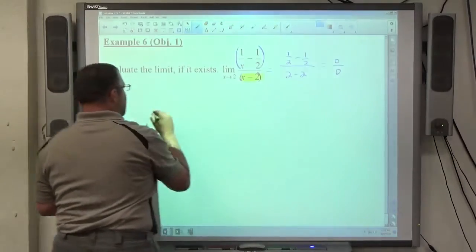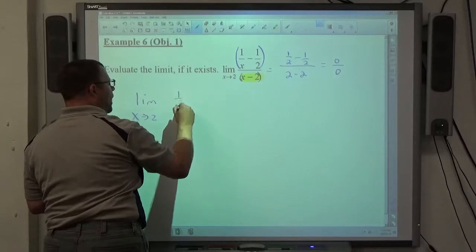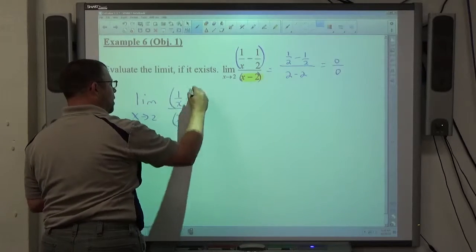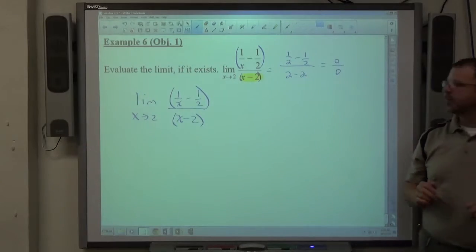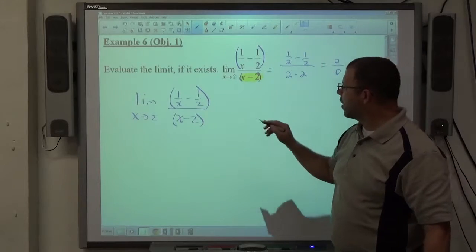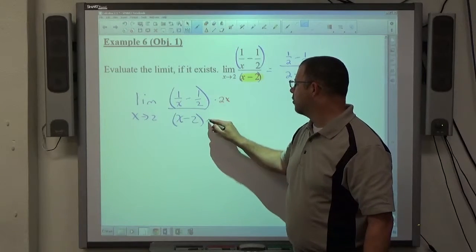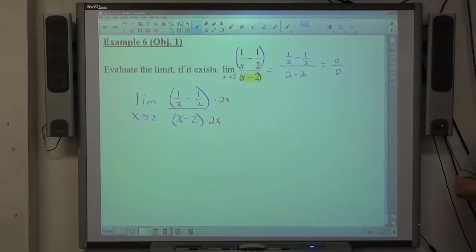So if I take my problem as is, limit as x approaches 2 of 1 over x minus 1/2 over x minus 2. The common denominator of the 2 fractions on top is 2x. So as we did back in Algebra 1 and also Algebra 2, a little bit in geotrig, we're going to multiply both top and bottom by 2x. Anytime you have a fraction, if you want to multiply the top by something, you're allowed to as long as you multiply the bottom by the same thing. That's the requirement.